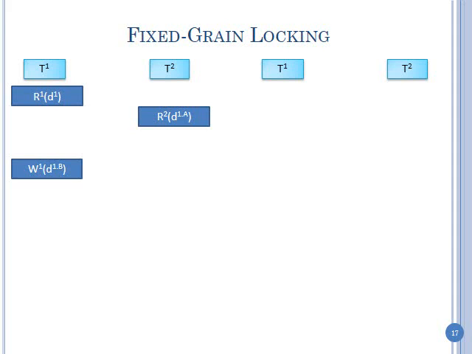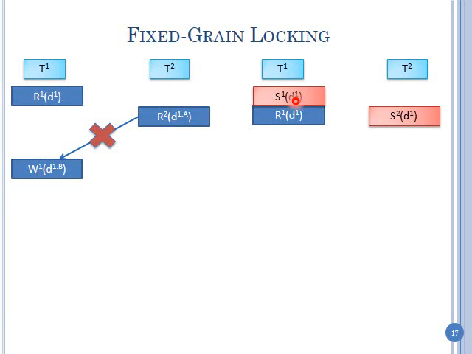So this is what's happening. Transaction 1 reads the whole D1. T2 only reads 1.A. Then T1 writes to D1.B. So what's going to happen with fixed grain locking? It's going to ask for a shared lock on D1, right? It's going to read the item. Since we have only one lock, we're going to ask for the whole item, right? It's going to be given that. And this is going to now ask for an exclusive lock and have to wait.